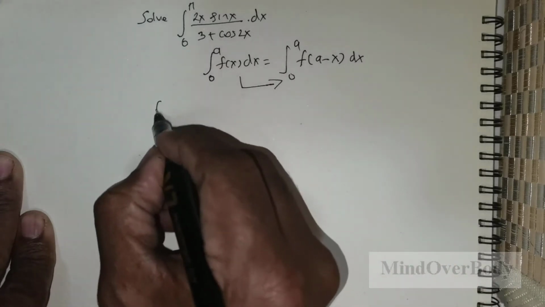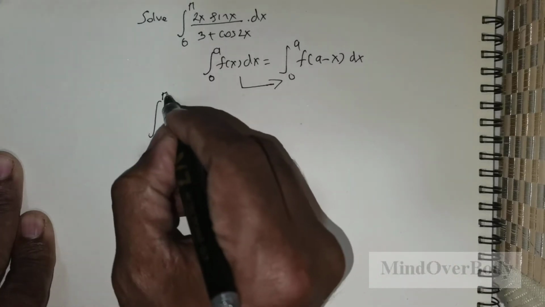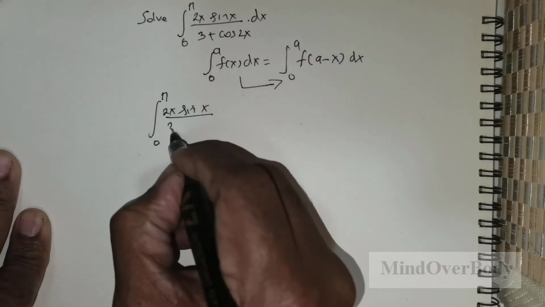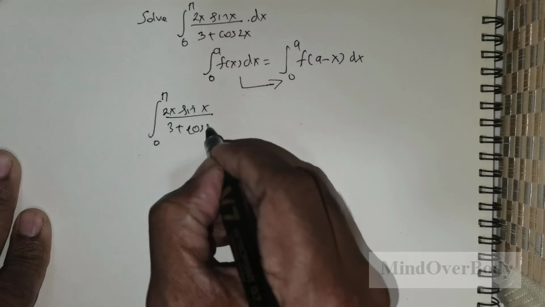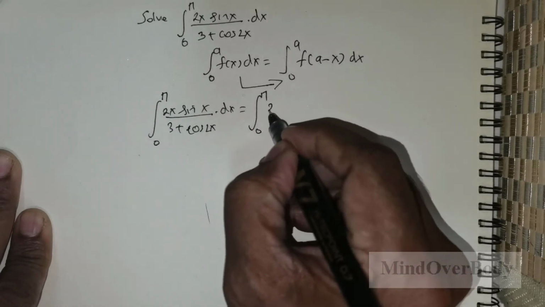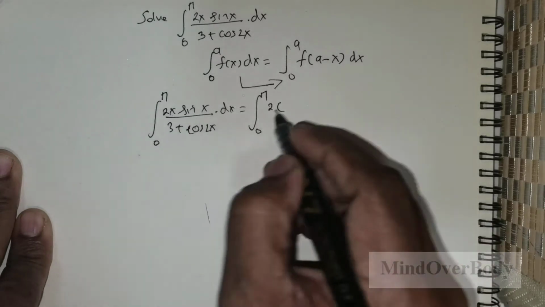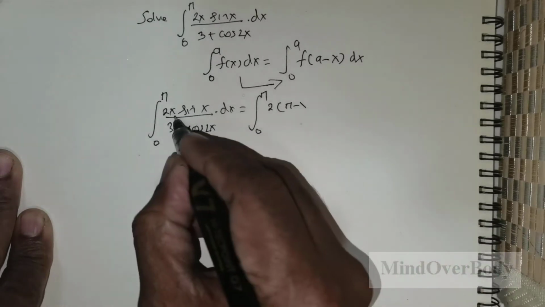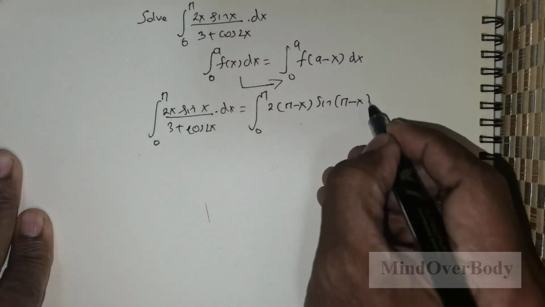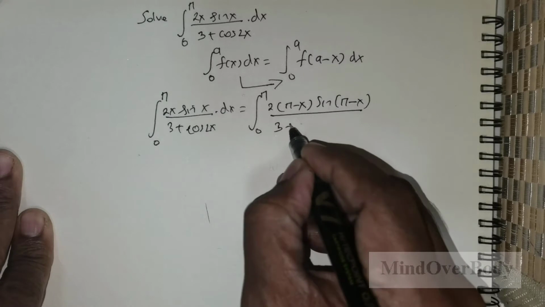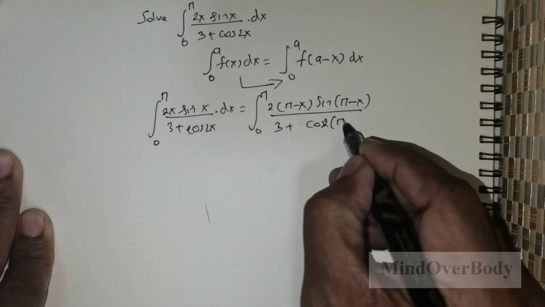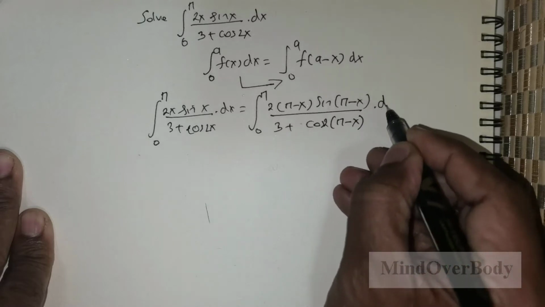So therefore, if I were to take the integral 0 to pi by 2 of x times sine x divided by 3 plus cos 2x times dx, then I can rewrite this as integral 0 to pi by 2 of, in place of x, I would be substituting pi minus x: (pi minus x) times sine of (pi minus x) divided by 3 plus cos of 2 times (pi minus x) times dx.